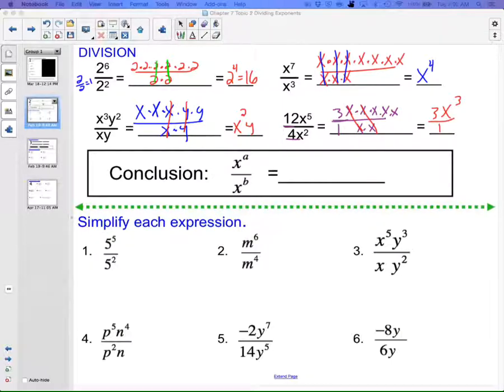So the conclusion we can make is when we divide powers, it's almost like we're subtracting away the exponents. If you look up to this one where we had 5 on top and 2 on the bottom, we ended up with 3 when we were done. So the property is x to the a over x to the b will equal x to the a minus b.